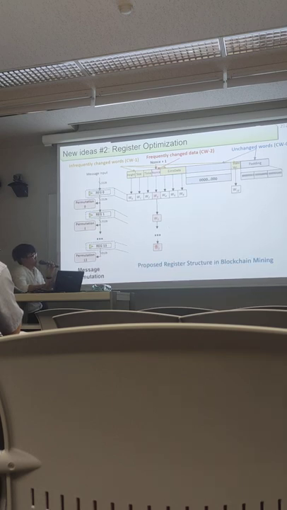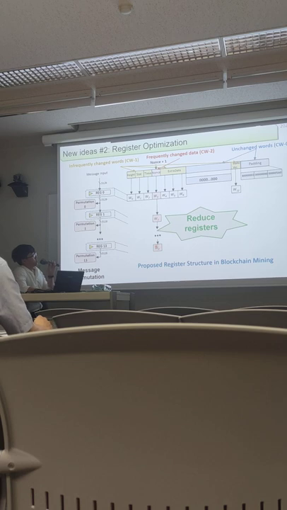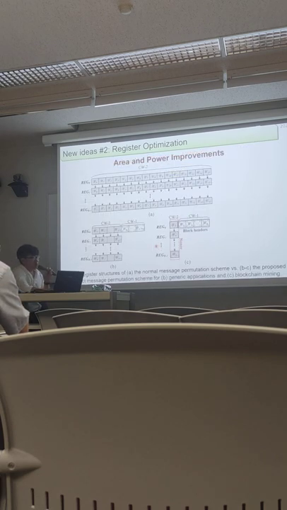Now as we see here, this is the proposed register structure in the direct blockchain mining. As you see here, I just try to reduce a lot of registers. This is the practical example of our idea in the real blockchain network. Now you can see, in general, the idea is aimed to improve the area and power consumption.